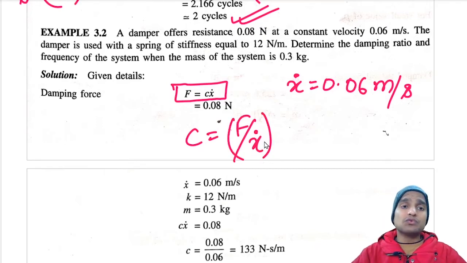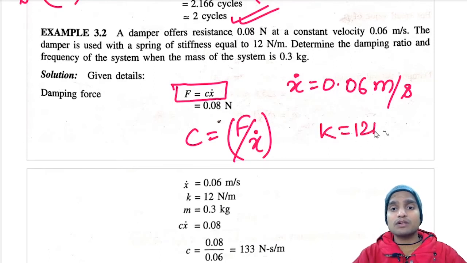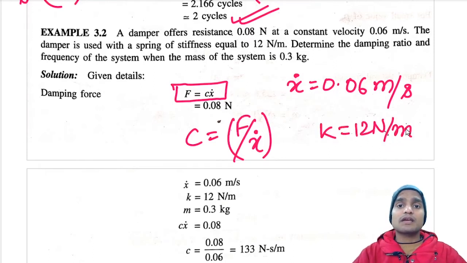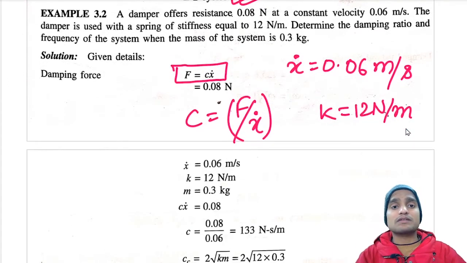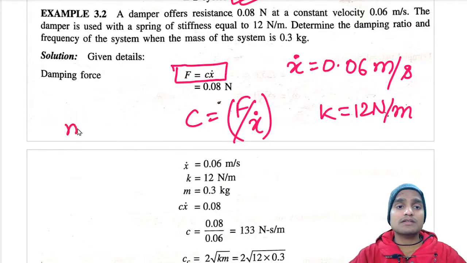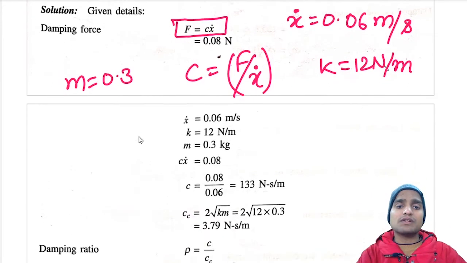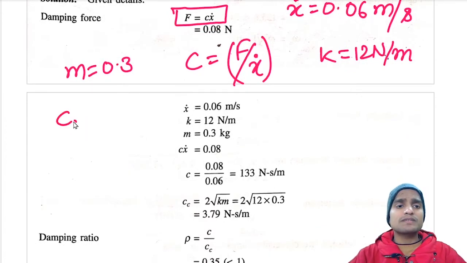The damper is used with a spring of stiffness k equal to 12 Newton per meter. Determine the damping ratio and frequency of the system when the mass of the system is also given, 0.3. So it's a very easy question. We can very easily calculate the value of Cc first of all. Cc is equal to 2 root under km.